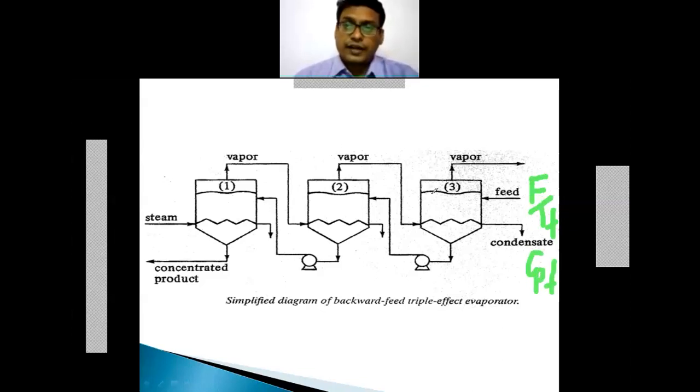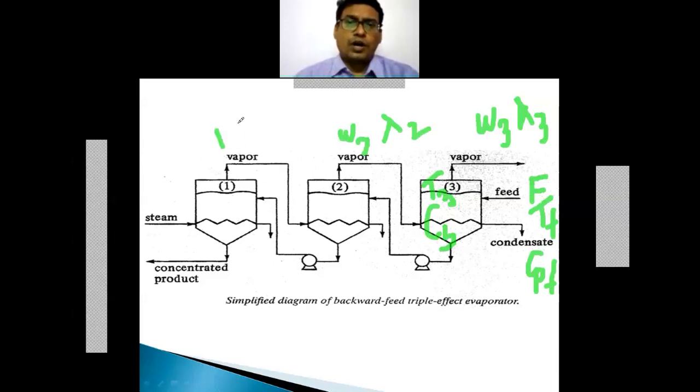Then this is the third effect. So here the temperature is T3 and C3 is the concentration, and whatever vapors are going out will have the weight W3 and will have the latent heat lambda 3. So similarly for the vapors, W2 and lambda 2, and W1 with lambda 1.